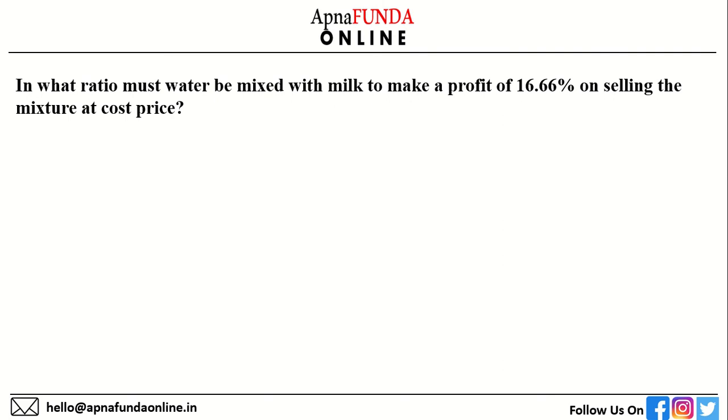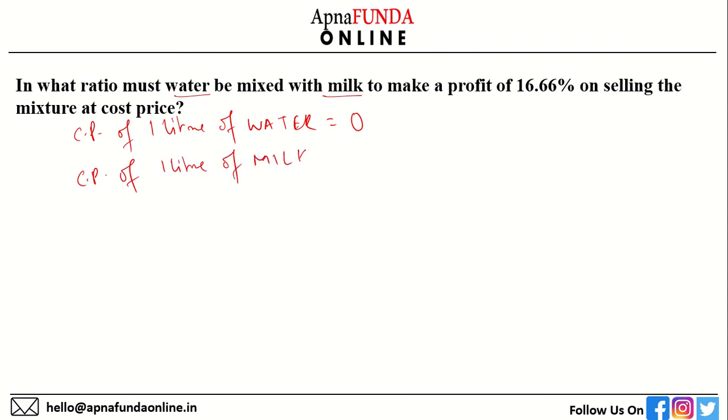Now, water and milk are mixed. What is the biggest advantage to the person who's mixing it? We know that water is free, so there is no cost price of water. So let's say cost price of 1 liter of water is 0. Correct? Water is free. And let us assume the cost price of 1 liter of milk to be 1 rupee.